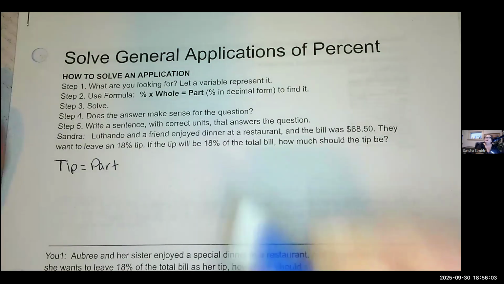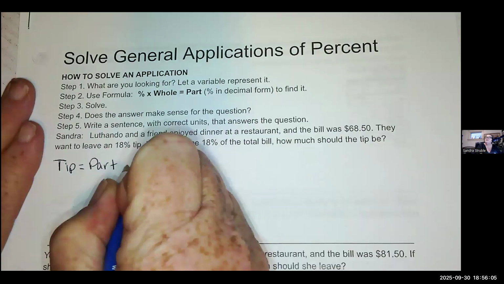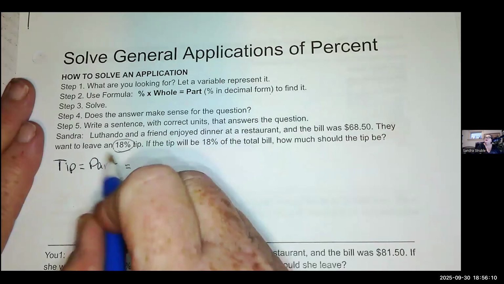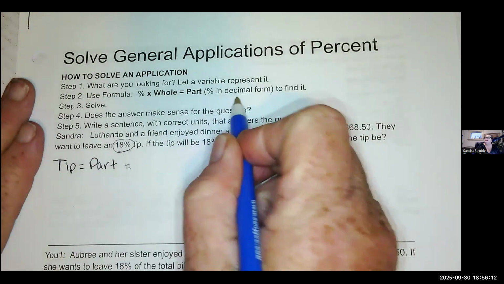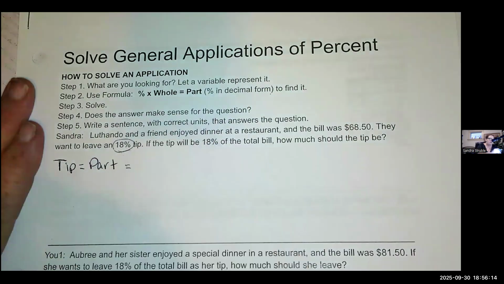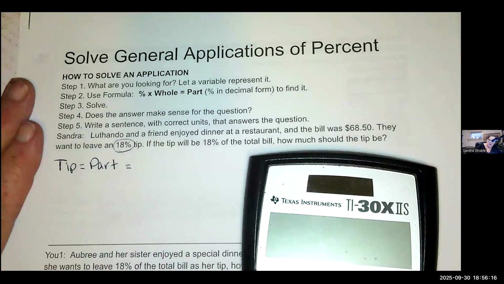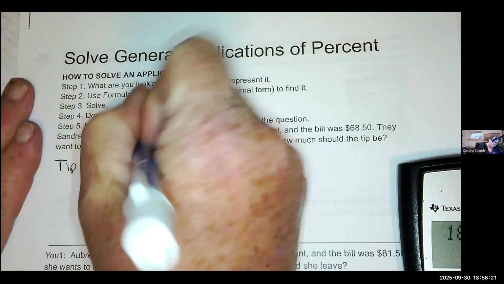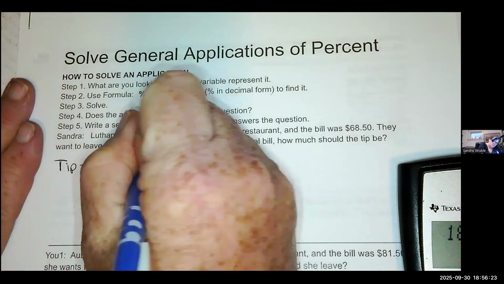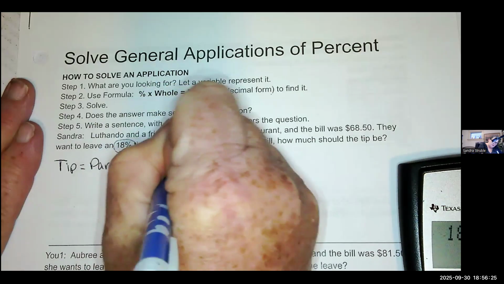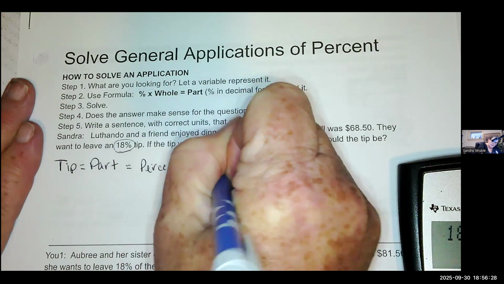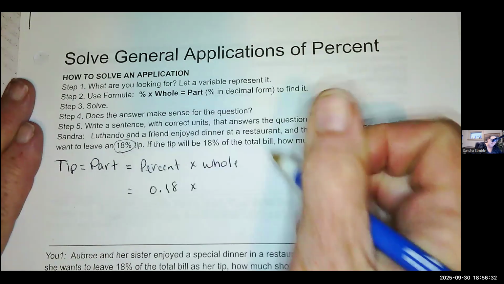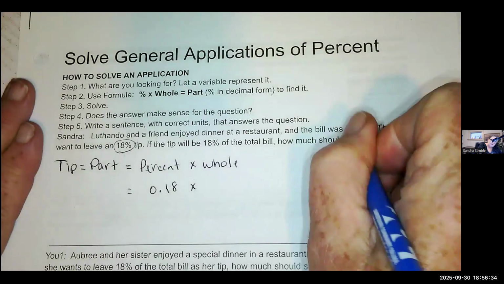All right. So part equals the percent in decimal form. Remember to move from a percent to a decimal, you take that percent and divide by 100. So 18 divided by 100 is 0.18. So there's my percent. I'm going to write percent times the whole. We're going to do 0.18 times the whole amount of the bill, which was $68.50.